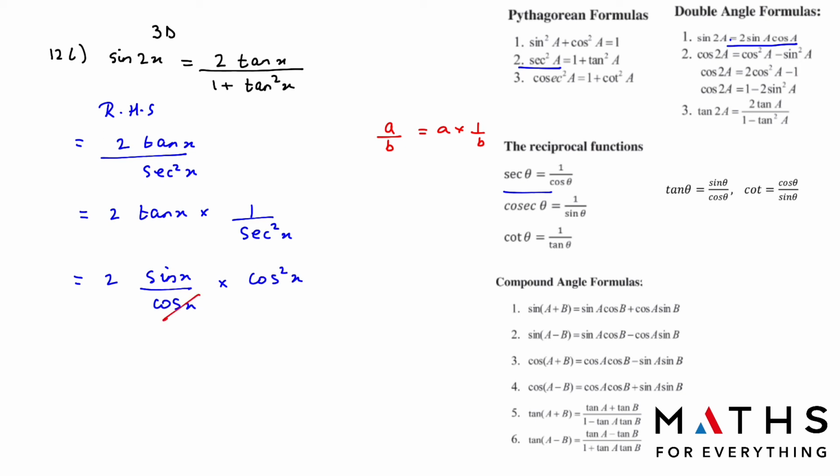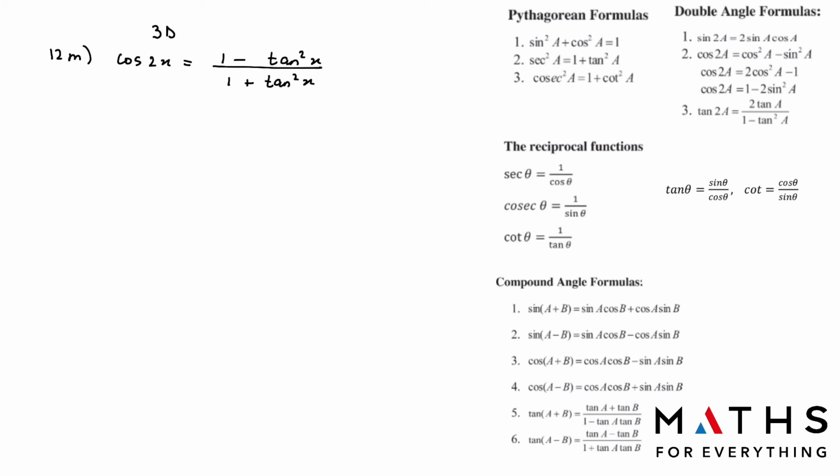The cos x in the denominator and 1 on the top gets cancelled, leaving us with 2 sine x cos x, which is a double angle formula, what we are looking for, sine 2x. And we proved it, that is equal to the left hand side. Let's solve the next one.